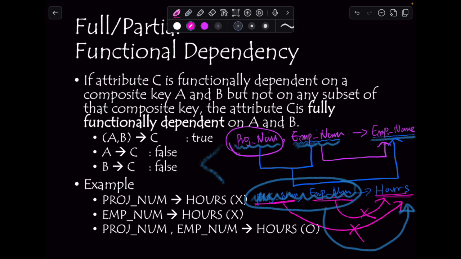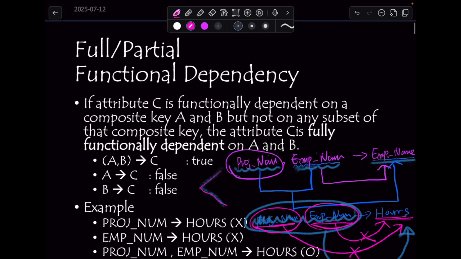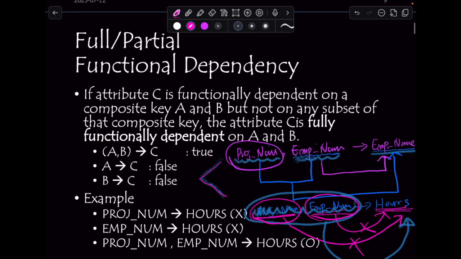But if we look at the second example, only when we know project number and the employee number together, we can determine hours. Then it is called the full functional dependency. Based on this example, let's read the formal definition of partial and full functional dependency one more time.